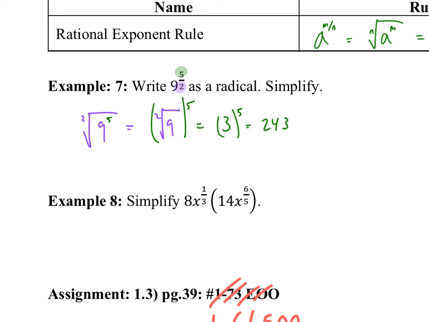If we'd done it this way, we'd have to take 9 to the 5th power, which is some giant number, and then try to find the square root of that giant number. Not super easy. So that's why I prefer this way of writing it instead. So here it is as a radical, here it is simplified. These are the two things I need to see, and this is kind of just the work in between.